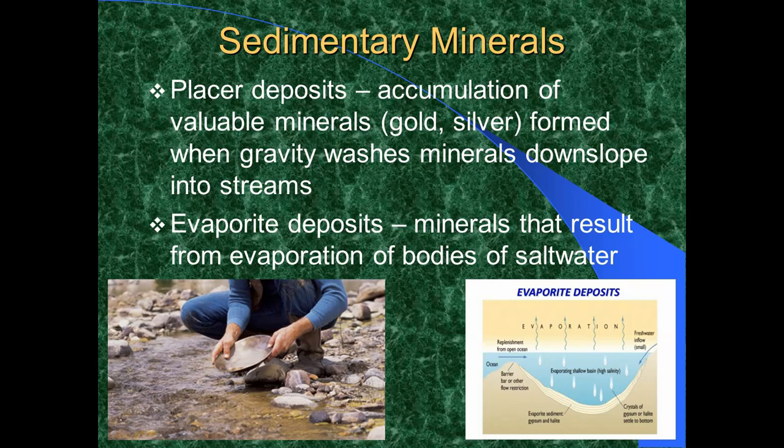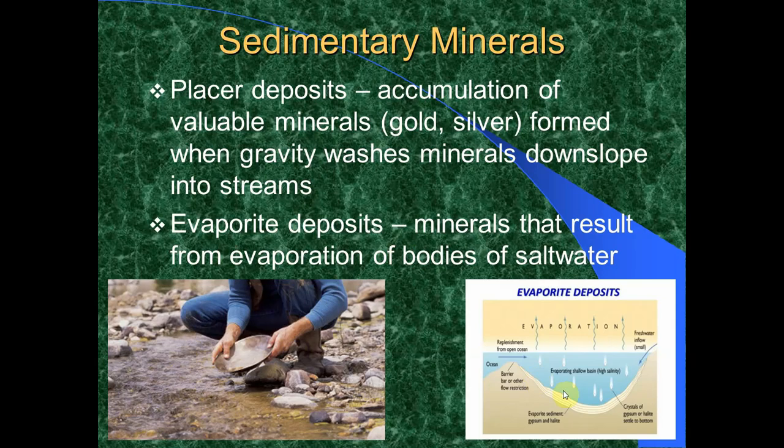It then transports it in the stream channel, and eventually it will deposit it as it loses energy. Remember, we're going to talk about this more when we get to water resources and talk about streams, which is our next topic. These are called placer deposits. If you've ever seen those old pictures of old miners panning for gold in streams, that's what they're looking for. Little pieces of silver and gold that were actually made at point A. The river picked them up and moved them to point B.